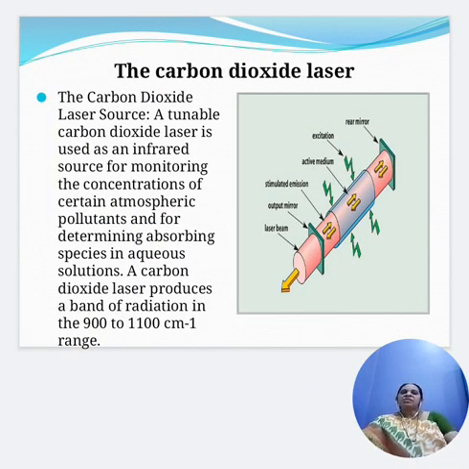Then the next light source is the carbon dioxide laser. The carbon dioxide laser source is a tunable carbon dioxide laser, used as an infrared source for monitoring the concentration of certain atmospheric pollutants and for determining absorbing species in aqueous solutions. A carbon dioxide laser produces a band of radiation in the range of 900 to 11,000 per centimeter. So this is the band of radiation where carbon dioxide laser sources produce.